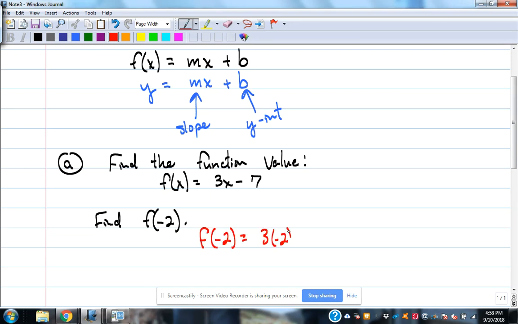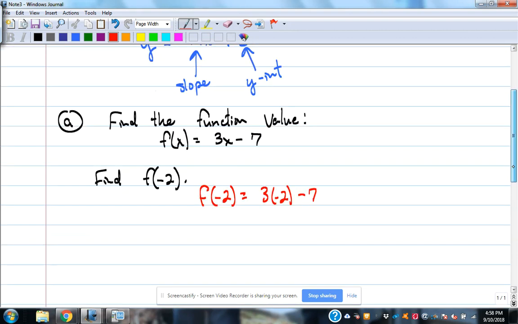3 times -2, and then subtract 7. Order of operations still rules the roost, so multiplication happens first. -6 minus 7, -13. So what that creates is an ordered pair for us too, or -2, -13 is the ordered pair that goes with that. But we're just finding function values, just plugging in x. Nothing fancy about that. Okay.